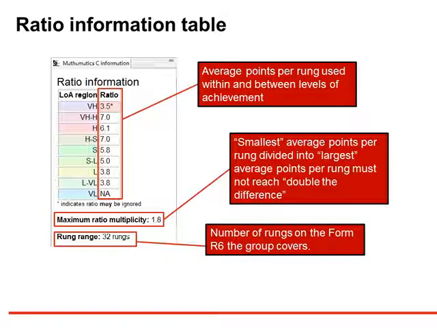Also under the table you will see the rung range displayed. This shows a count of the number of rungs the group of students covers on the Form R6. A group which covers less than half of the Form R6, that is 25 rungs or fewer, should not have a maximum ratio multiplicity anywhere near 1.8 or 1.9. For more information about this, please read Fact Sheet 5 on the SAIs and Bonsai page of the QCAA's website.